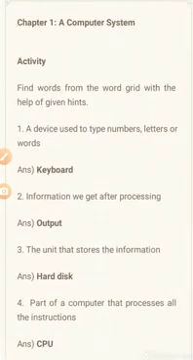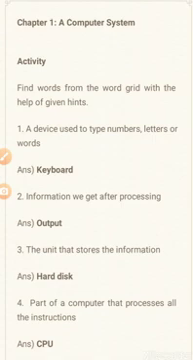Find words from the word grid with the help of the given hints. Question 1. A device used to type numbers, letters, or words. What's the name of that device or the part which is used to type numbers, letters, and words? Yes, keyboard.